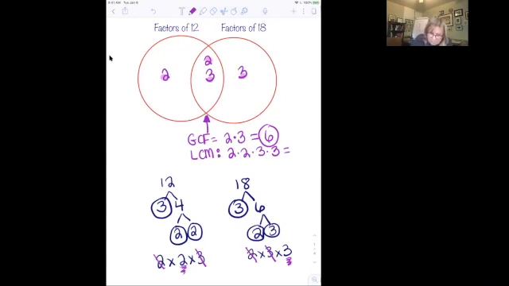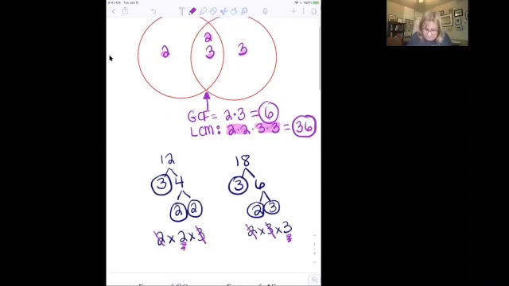When I look at this, I think it's easier for me to say, okay, 2 times 2 is 4, and 3 times 3 is 9. 4 times 9 is 36. So the LCM, the least common multiple, is 36. That means that 12 and 18 both go into 36. That's the smallest number they both go into. They both go into lots of numbers, but that's the smallest one they go into.